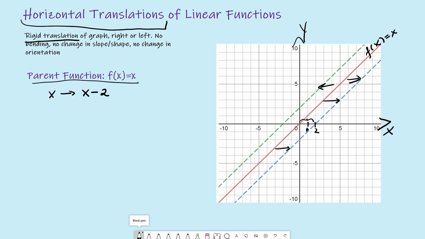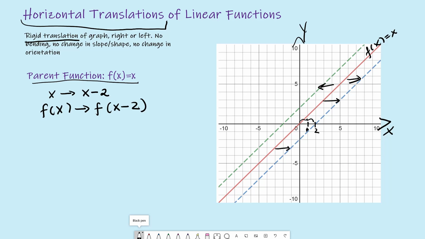If we want to move to the left, we will have to add 2, and we will do that in a moment. So what does that look like? It basically means that with our parent function, and I'm going to write that generally here because it's true for any function, not just for linear functions, if we have f of x, we will transform that into f of x minus 2.